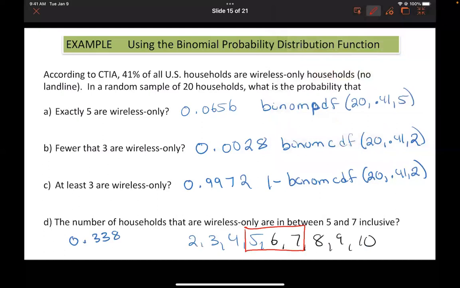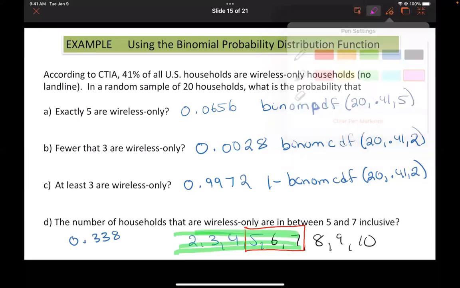The only 2 functions I have are the cumulative function or the function for the exact. We're definitely using a cumulative function. So what I need to do, because this is all I can do, is take the probability of 7 or fewer, right? Then I can subtract off what I don't need. So I would do 7 or fewer, and then subtract 4 or fewer. And that would give me my answer.